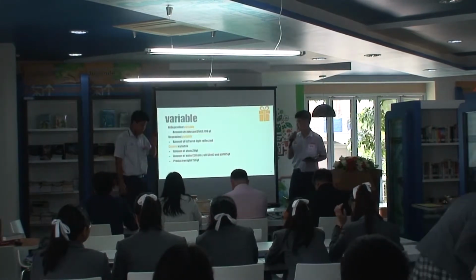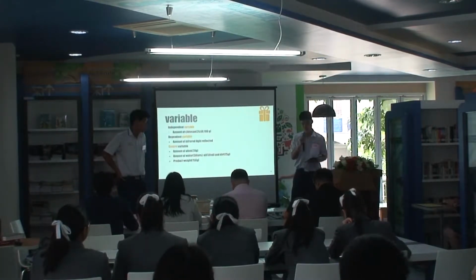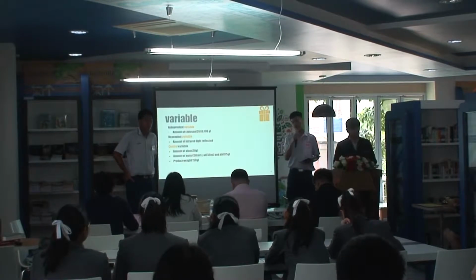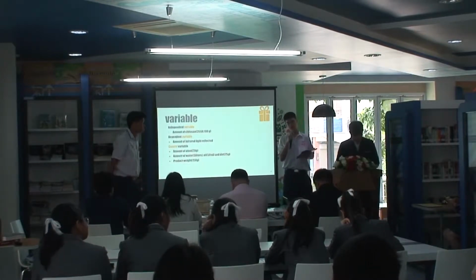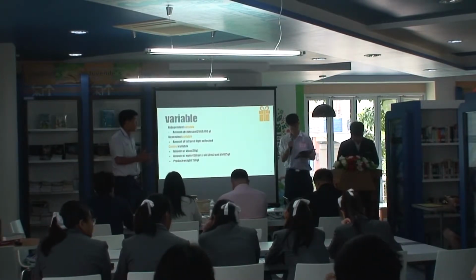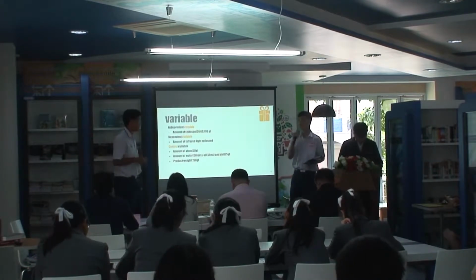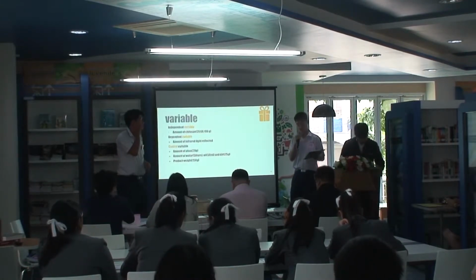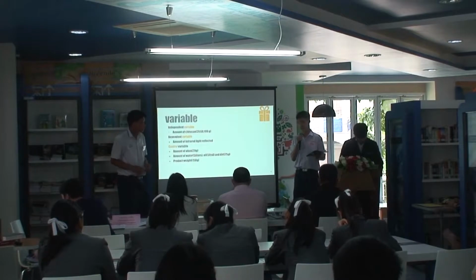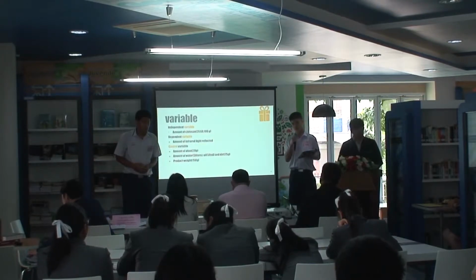For our variables, our independent variable is the amount of chitosan inside the product. Our dependent variable is the amount of infrared light that's reflected back. And our control variables are the amount of alum, amount of water, oil, and dirt. And finally, the product weight.